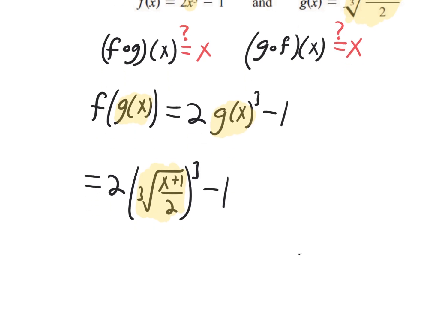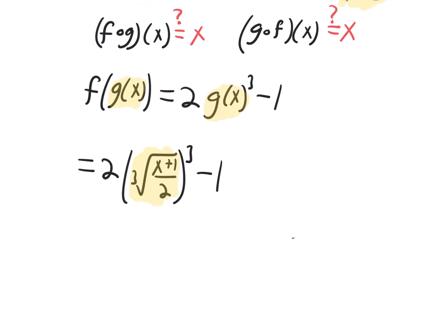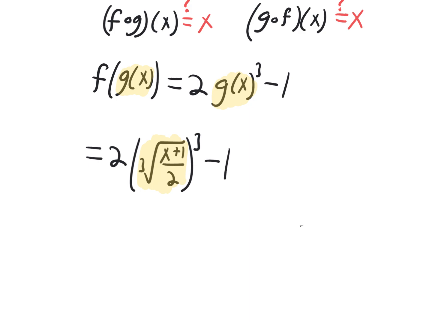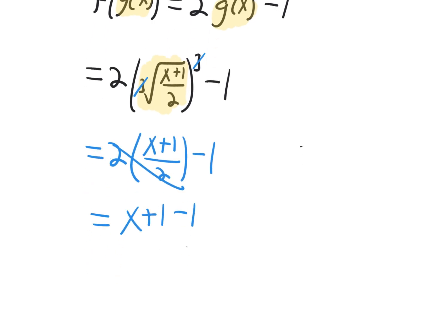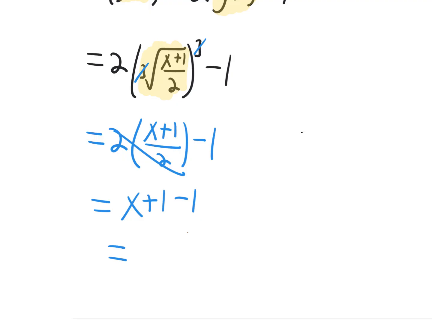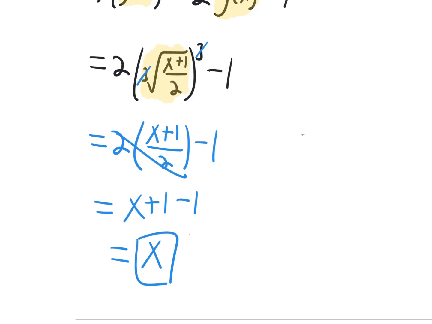And then from here, you can just simplify as much as you can. What happens to the cube root and the cube? Good, cube root and cube always cancel. So this is going to get you 2 times x plus 1 divided by 2, minus 1. What happens to the 2's? They also cancel. So then you're left with x plus 1 minus 1. What happens there? x. Good. This is just going to get you x. So we showed one direction that we get an x.